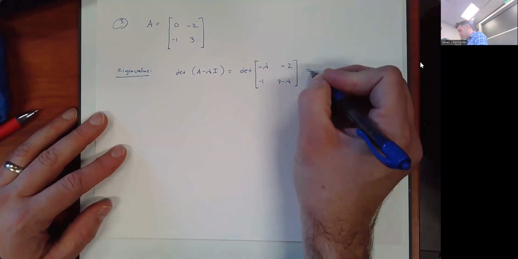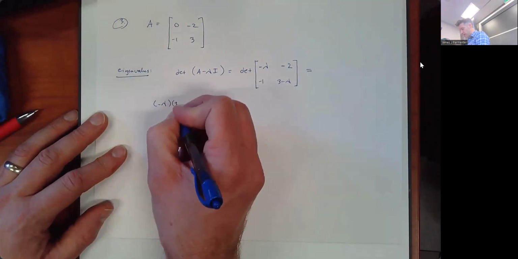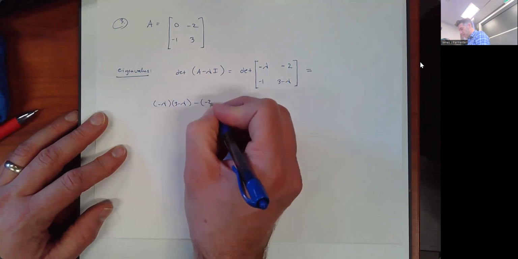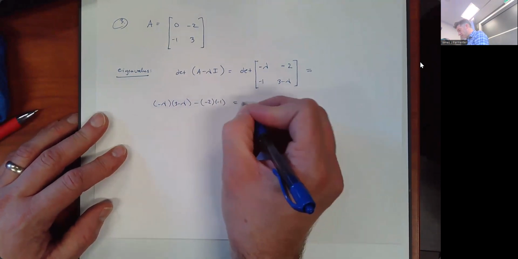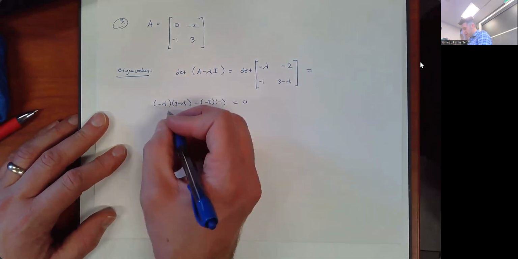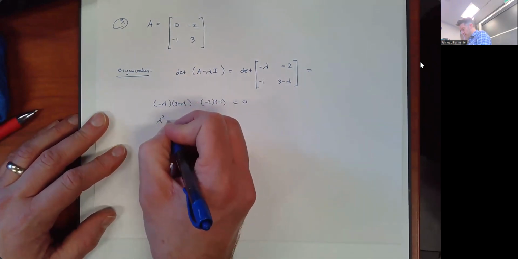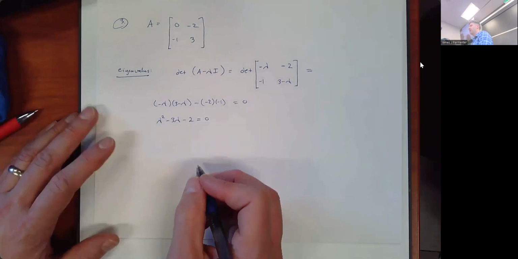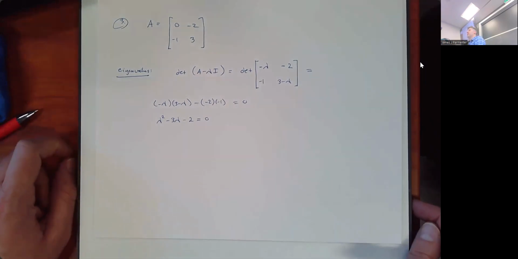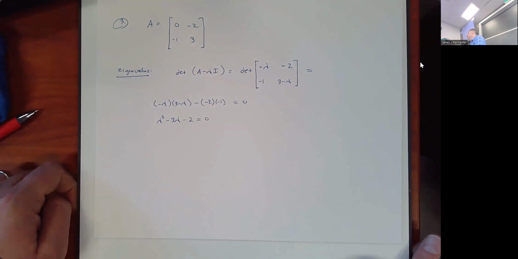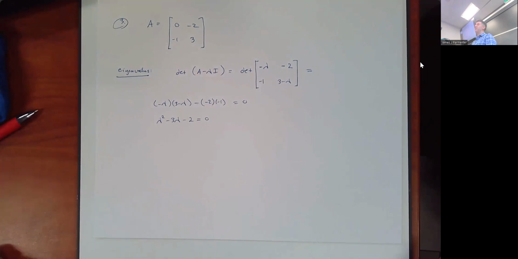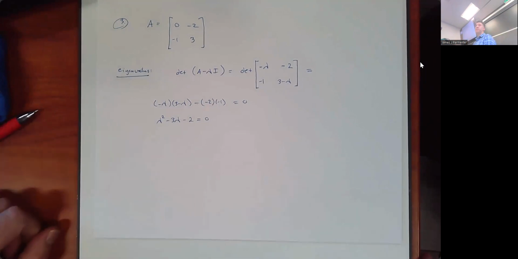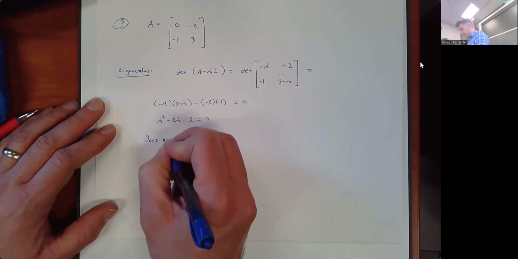And then that's going to equal negative lambda times 3 minus lambda minus -2 times -1, which is supposed to equal 0. That's going to give me lambda squared minus 3 lambda minus 2 equal to 0. And it really looks like it should factor. It really doesn't. It'd be nice if it did. But there's no integers that multiply to -2 and add up to -3. So we can't factor this. Does not factor.